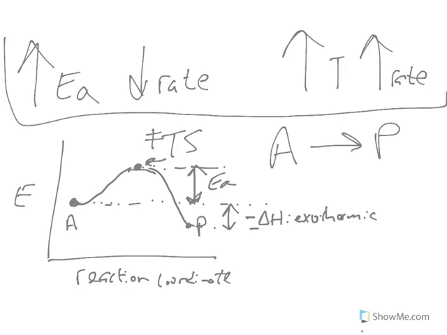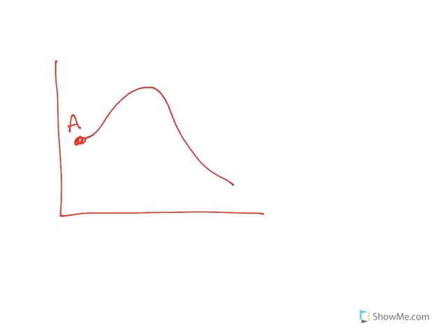So let me make this clear. EA is a kinetic parameter. The bigger EA is, the slower your reaction goes. So how do I make EA bigger? Let's look at two curves. A going to P, and A going to P again. Actually, let me change the color of that. So A going to P, we have our red transition state and our blue transition state.